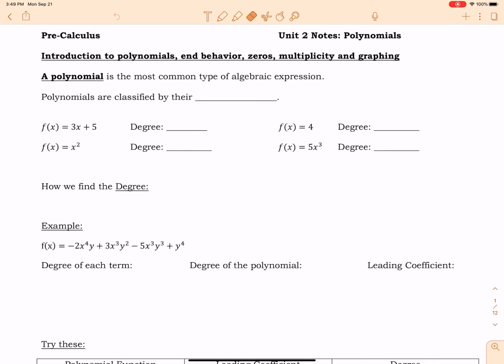Hey pre-cal babies, guess what? Unit 2 is my favorite. I love polynomials. They're really fun. Anyway, I get overexcited about stuff and I apologize.